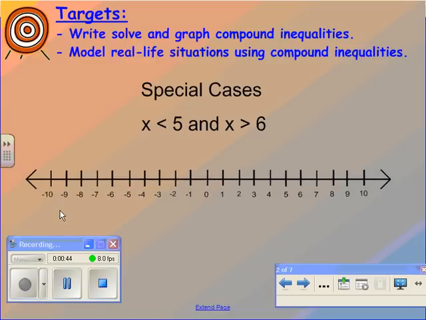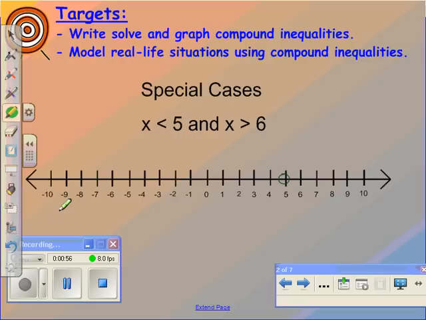So if I graph x is less than 5, I'm going to put an open dot at 5. And if I want to graph x is less than 5, I'm going to shade everything to the left. So that's x is less than 5. Then if I graph x is greater than 6, I'm going to put an open dot at 6, and I'm going to shade everything to the right of 6.